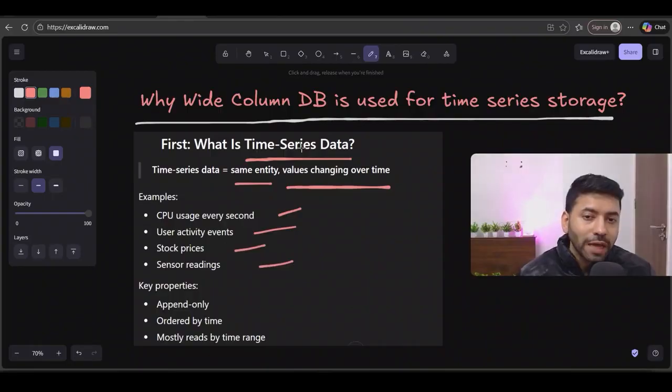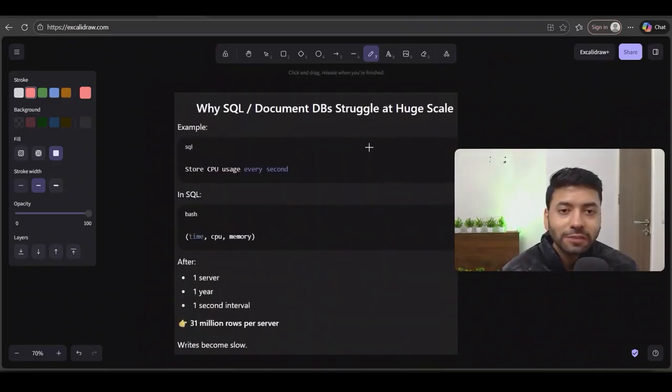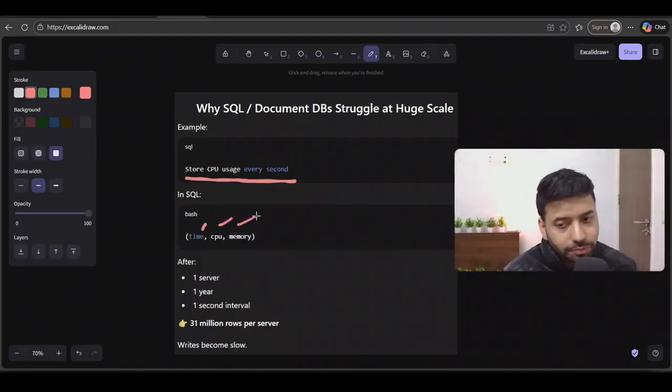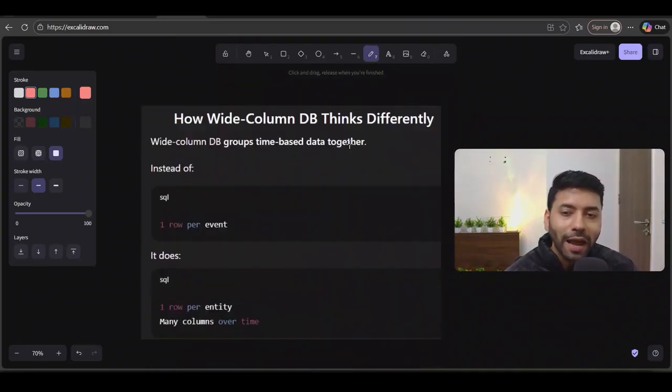Some of the key properties of time series data are that it is append only, ordered by time, and mostly read by time range. Now let's see why other databases would struggle with time series at huge scale. For example, we need to store CPU usage every second. In a SQL database, we would keep time, CPU, memory. Because this is time series data, we will have a lot of events, say records for every second. You can imagine that after a year, there will be a huge number of rows per server and overall the writes will become quite slow.